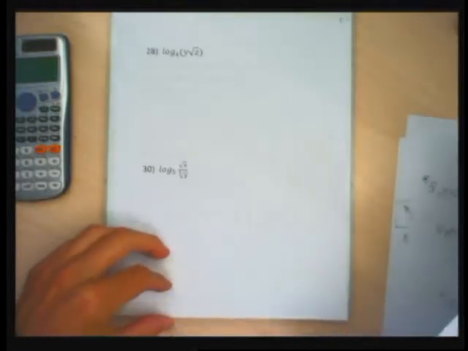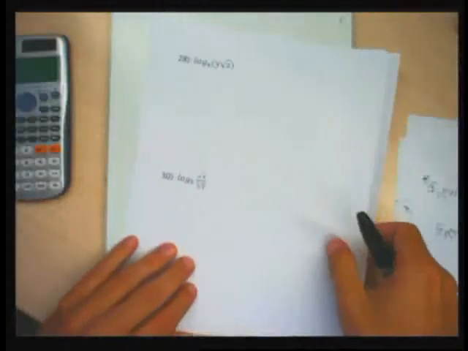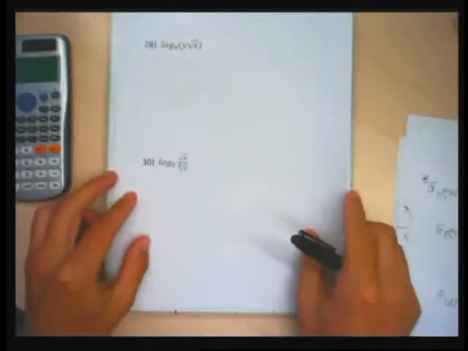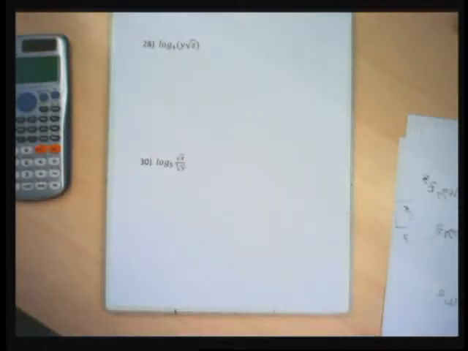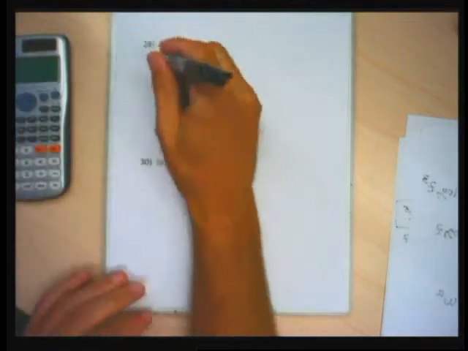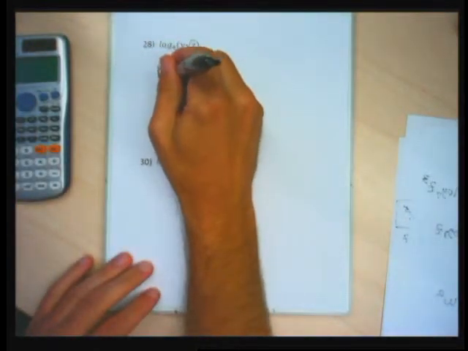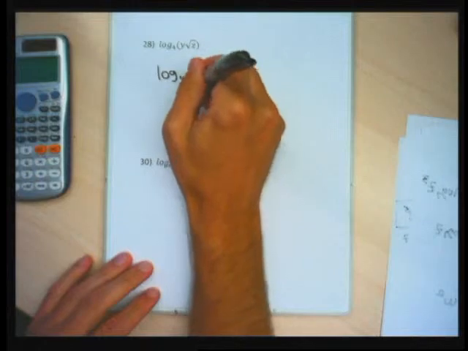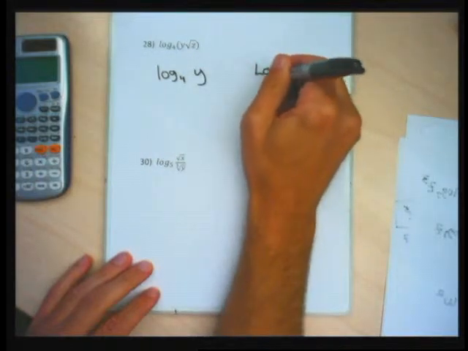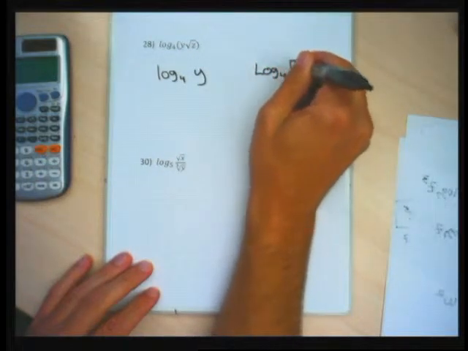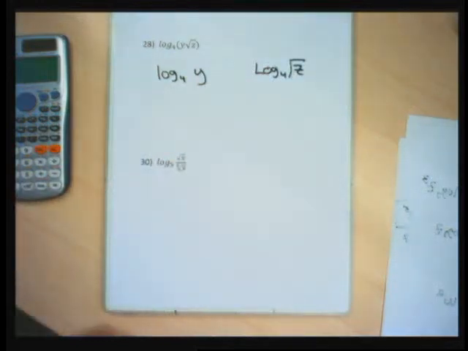28 and 30 I wouldn't put on a test, but I just wanted to do them just so you could see some of the evilness that might come up in Math 151. So it's knowing how to make radicals into fraction exponents that your teacher might want you to do. So in 28, I'm going to expand this into 2 logarithms, one for the y, one for the square root of z. They both have to be base 4.